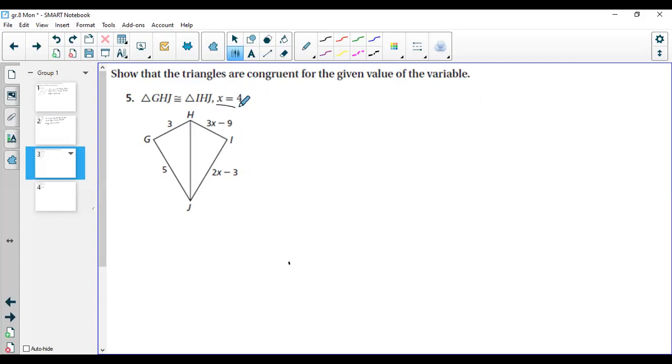The value of the variable is x equals 4. So this is 3x minus 9, which means I need to solve HI equals 3x minus 9, which means 3 multiplied by 4 minus 9, which is going to give me 12 minus 9, which is going to give me 3. So this side is going to be 3.